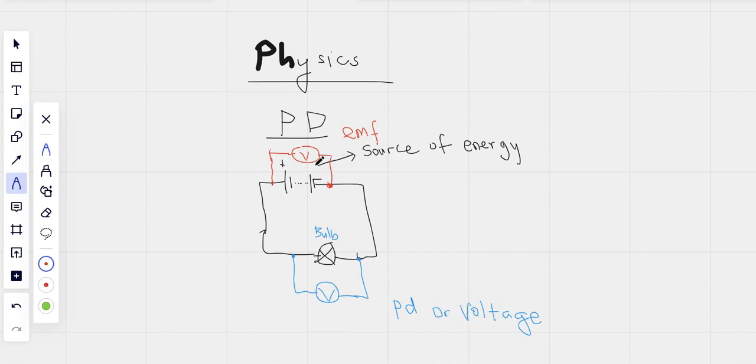But the EMF is the voltage that is measured across the battery. We call it electromotive force. It's a kind of force that drives the charge. It's called electromotive force because it's an electrical force and it's in motion. It drives the charge around the circuit. Okay, so I hope this is clear enough.